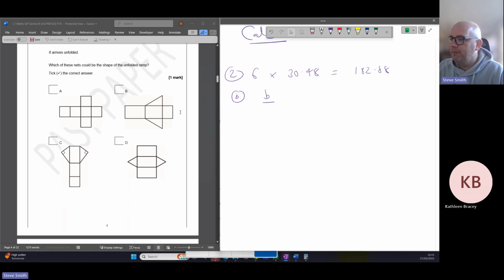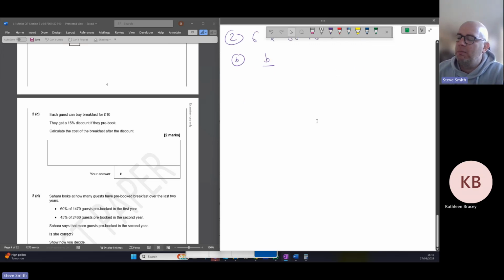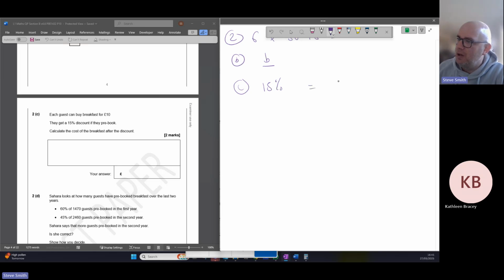Let's scroll down a wee bit. Right. Each guest can buy breakfast for £10. They get a 15% discount if they pre-book. Calculate the cost of breakfast after discount. When it says calculate and you've got 15%, I'm not saying that's easier in your head, but if you've got 15% of 100, that's 15. So 15% of 10 is 1.5.